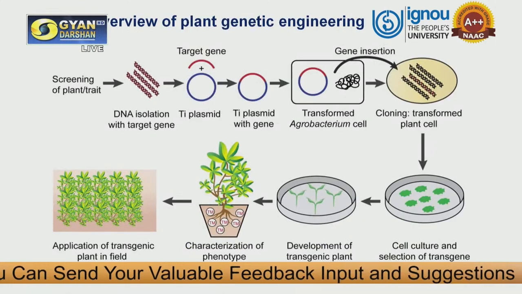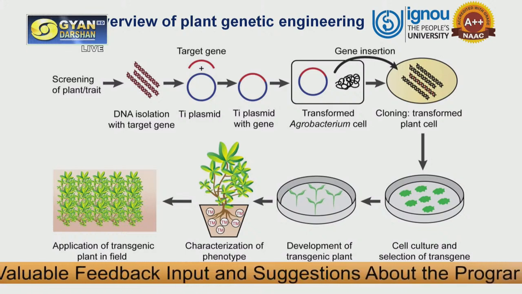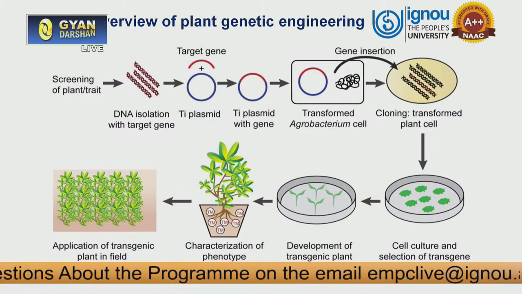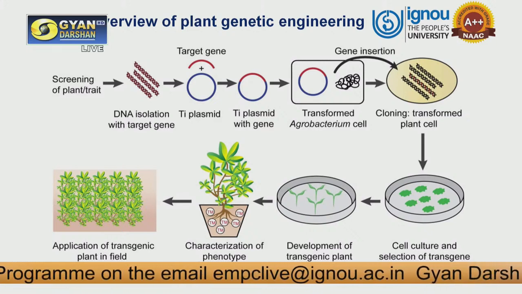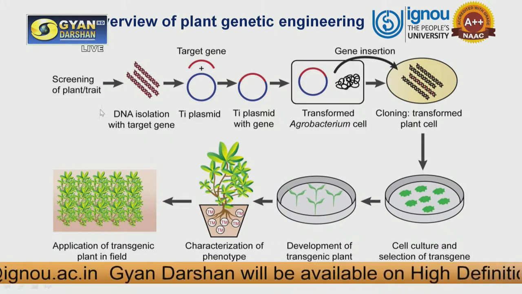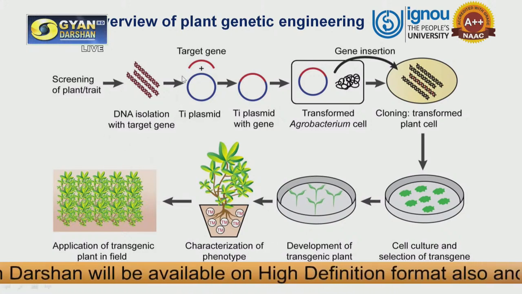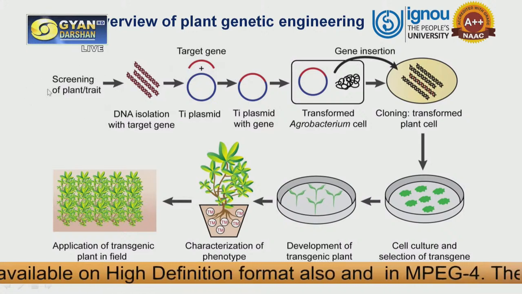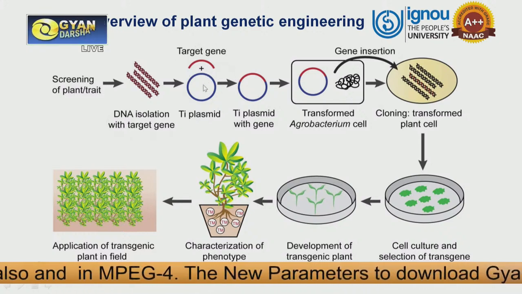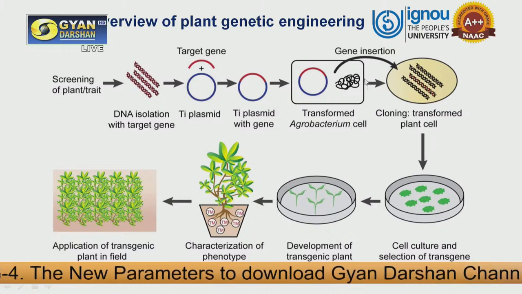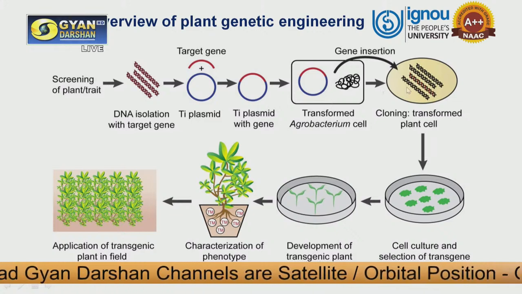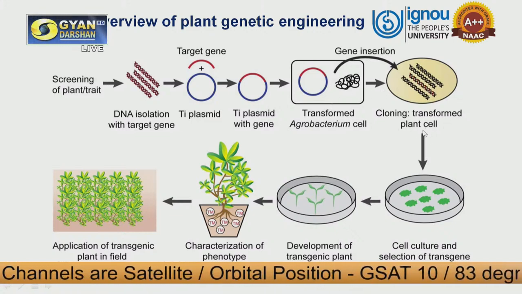Coming to another example, in the previous slide I was discussing the selection of the colonies. Now, here I am discussing the selection of the putative transgenics. Suppose you have successfully developed a transgenic plant. Like in this diagram, you can see there is a DNA isolated with a target gene. The target gene has been cloned in a Ti plasmid. Then it has been transformed into an Agrobacterium cell. This Agrobacterium cell goes and infects the plant cell.